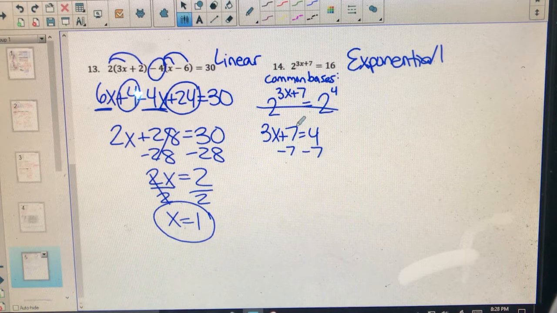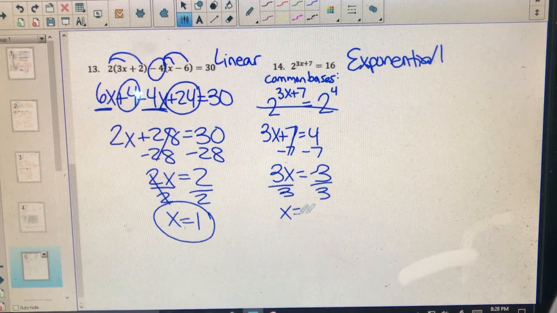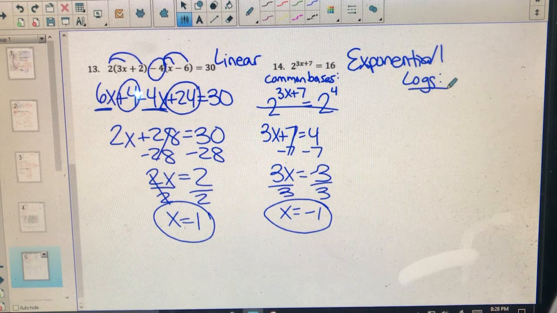So I start by getting rid of what's being added or subtracted first. To get rid of that plus 7, I subtract 7 from both sides, and I get 3x equals negative 3. And then divide both sides by 3, I get x equals negative 1. Now I'll show you logs.